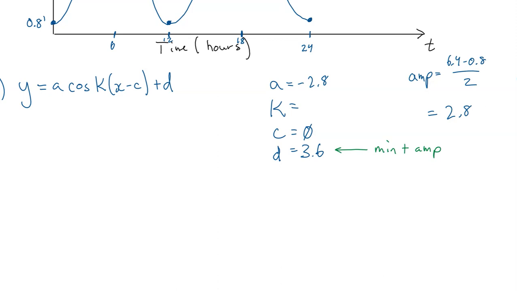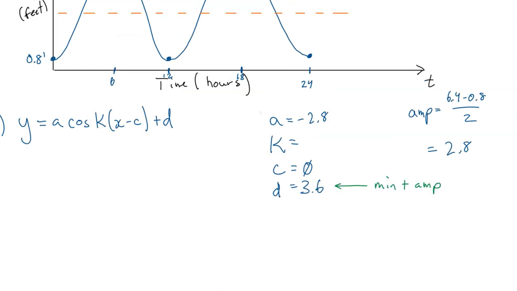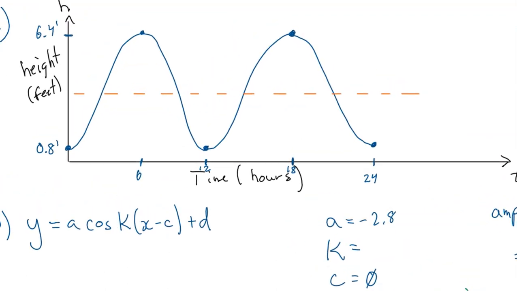K value. How do we get the K value? How were we doing it before? 24 divided by 18. Why? Because originally, 360 or 2 pi divided by k. Yes. And that's like the whole cycle. So in this case, 360 or 2 pi would be the whole cycle.